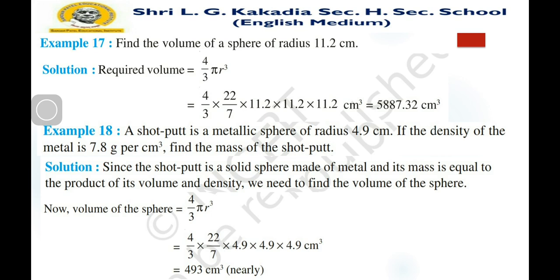So here it is given that the metal has a density of 7.8 gram per centimeter cube. Then what is the mass of 493 centimeter cube? So let me find.